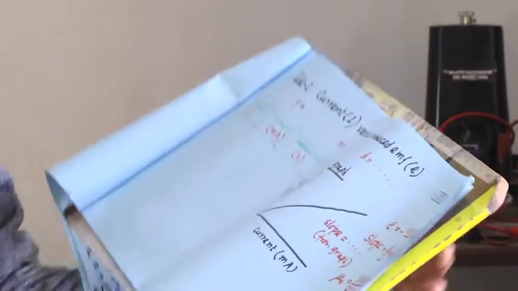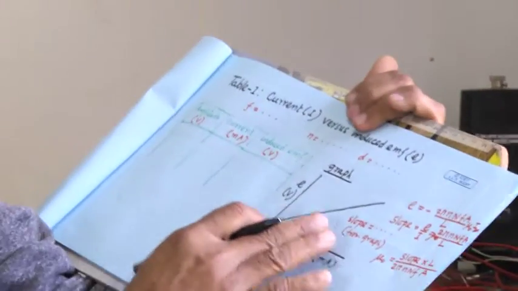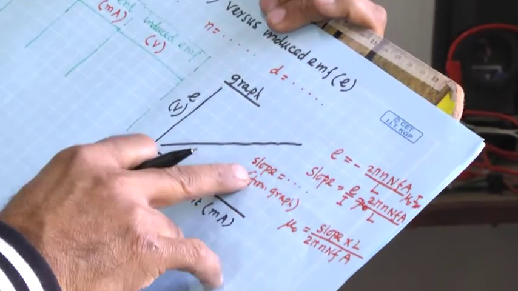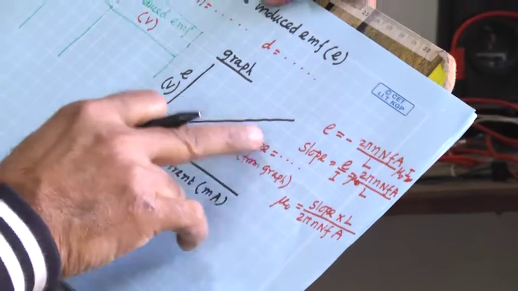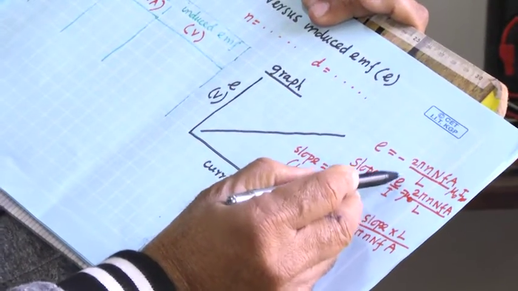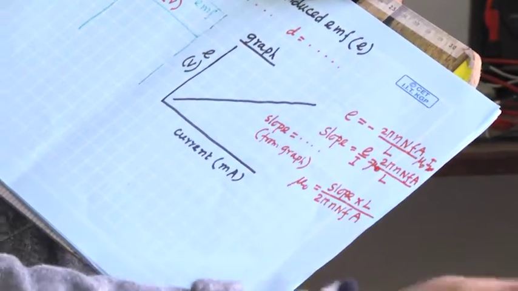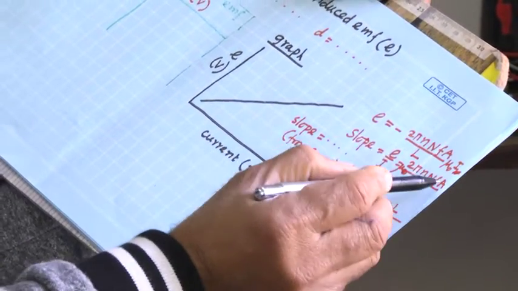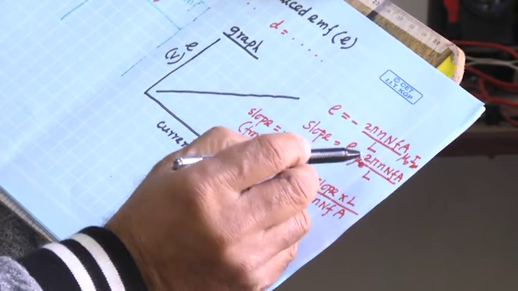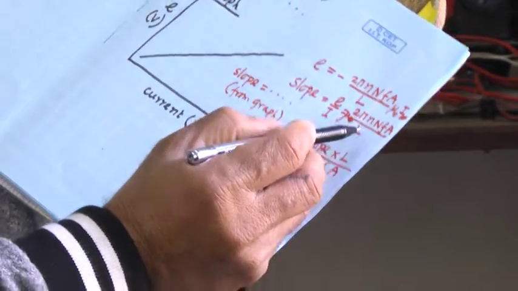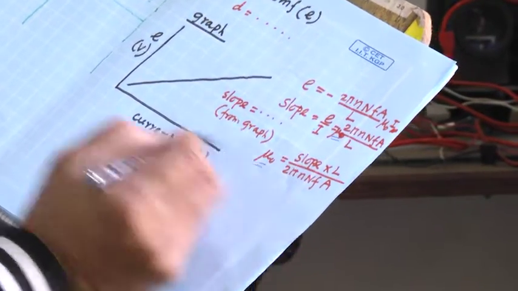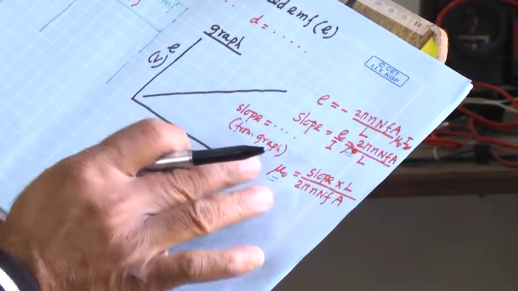Yes, okay, here I have shown you in terms of current anyway. From this graph we have to find out the slope, and here I have written E by I, but in other cases it will be E by F. So this part will be the slope. All other parameters will be known to you, and then you can calculate this mu 0.